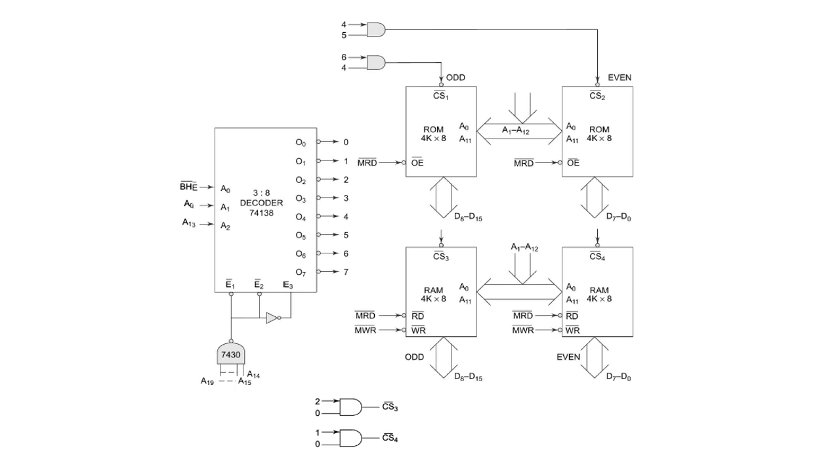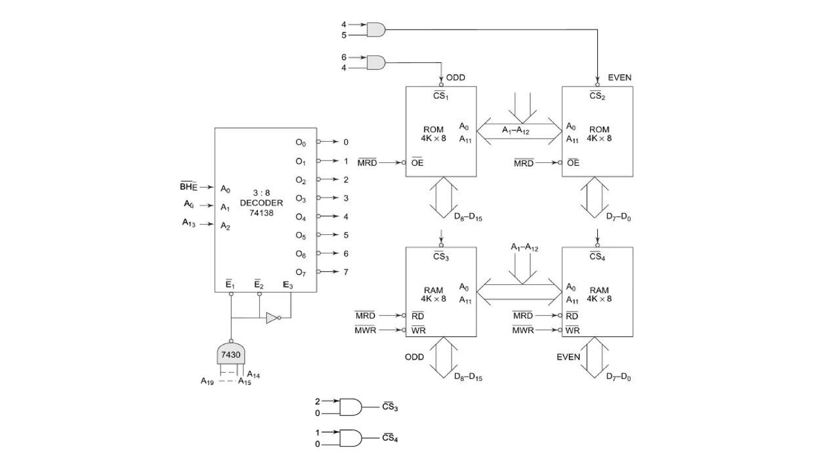This output 0 is given to both these AND gates, which will produce the outputs CS4 bar and CS3 bar. So the chip select 3 and the chip select 4 are generated. That will select the odd address memory bank of the RAM and the even address memory bank of the RAM.